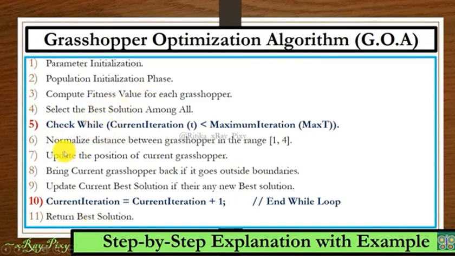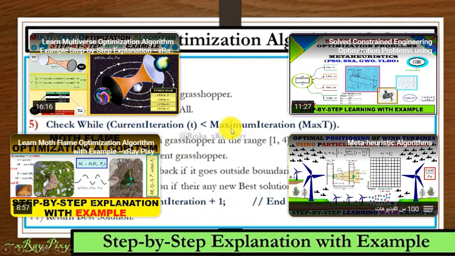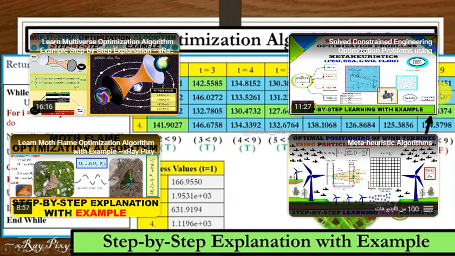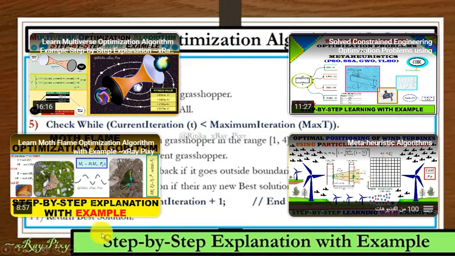Now if this condition is true, normalize the distance between the grasshoppers, update the position for the current grasshopper, check the boundary, and in the end we will update the current best solution. Increment the counter. When you increment the counter, it will check whether the condition is true or not. If the condition is true, again repeat this loop, else if this condition is false, like this, here you can see the condition is false, then return the best solution that you found in the previous iteration.